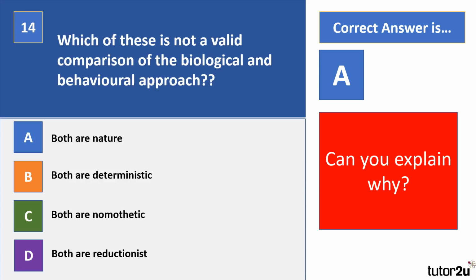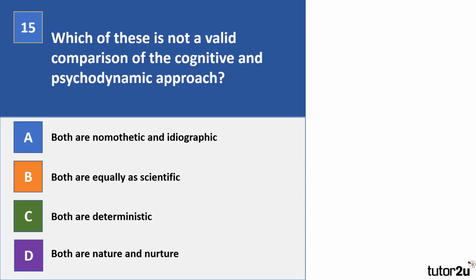They're both reductionist. So reductionist is the belief that human behaviour can be explained by breaking it down into simpler component parts. So for biological, those parts might be, for example, neurotransmitters, and for behavioural, the environmental influences. And then obviously nature versus nurture is a difference between these two approaches, with the biological on the nature side and the behavioural on the nurture side.